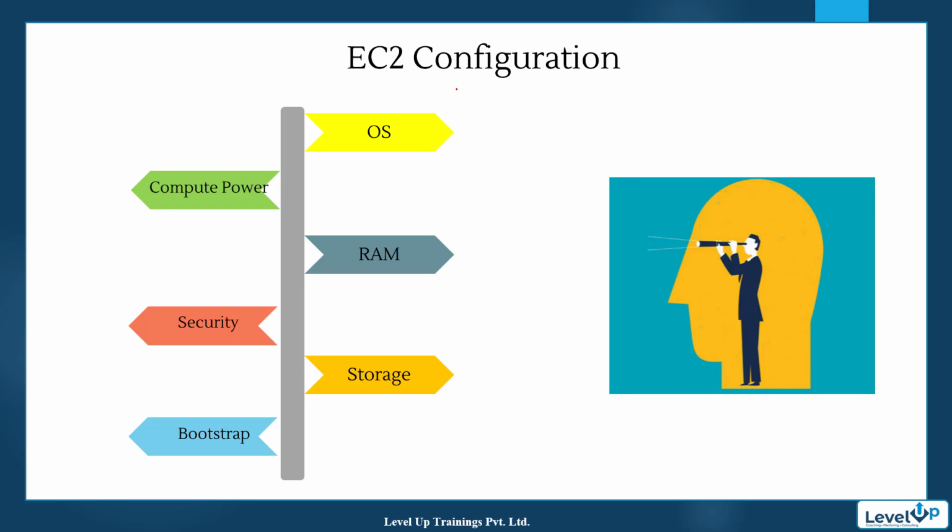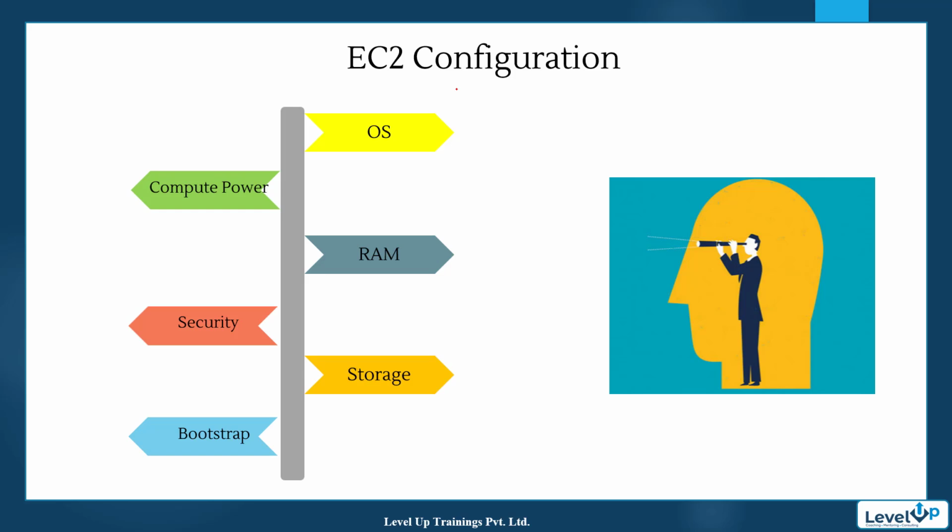Now when you purchase an EC2 instance from AWS, what are the things you have to keep in mind? First of all, you have to understand the EC2 instance that you're going to create, what operating system it should have. Based on the operating system that we select, once an EC2 instance is created, that OS would be there. And what should be the compute power, what should be the RAM, that means how many CPUs, what should be the memory, what should be the storage, how the security has to be configured, what are the bootstrap commands that you can put in. All this is part of EC2 configuration.